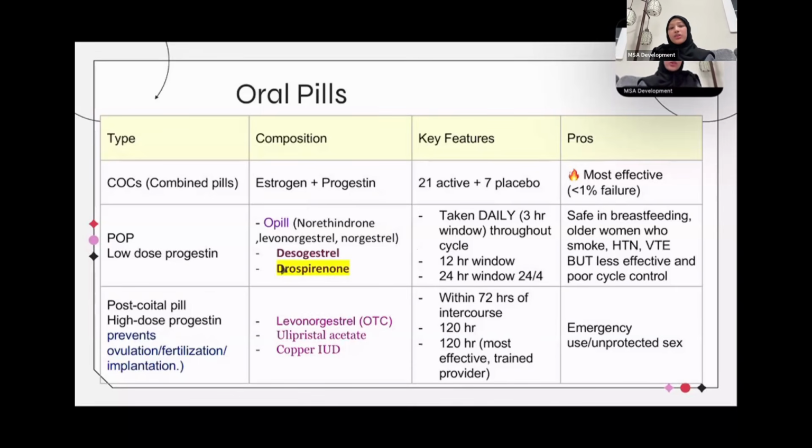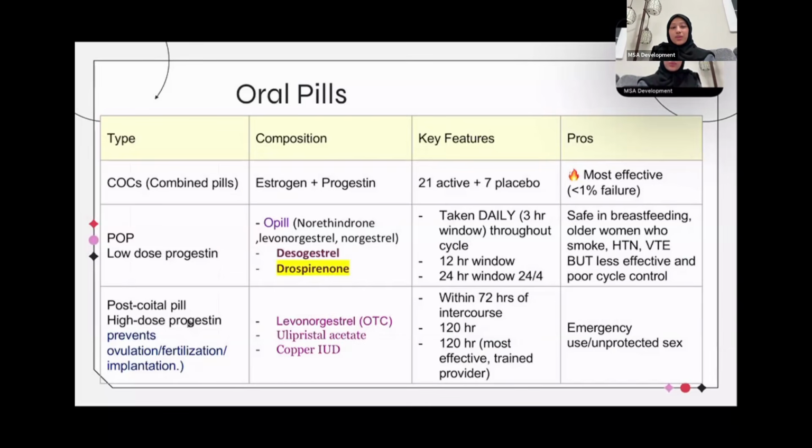Desogestrel is a 12-hour window, drospirenone longer, a 24-hour window. No need to know that drug combination, but a 24-hour window. So longer window, but still you have to keep taking it daily, strict timing throughout the cycle. What are the benefits? They are safe in breastfeeding, safe in all the things that we said here, so older women, hypertension, thromboembolism. But they are less effective in controlling pregnancy, and they have poor cycle control because they have very strict timing. So if someone misses their pill, it can cause someone to become pregnant, right?